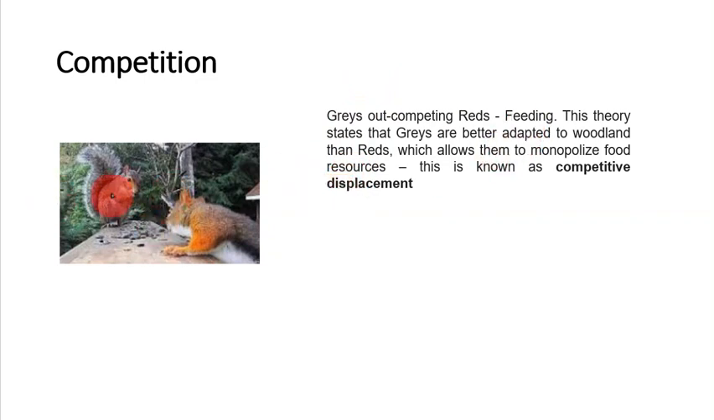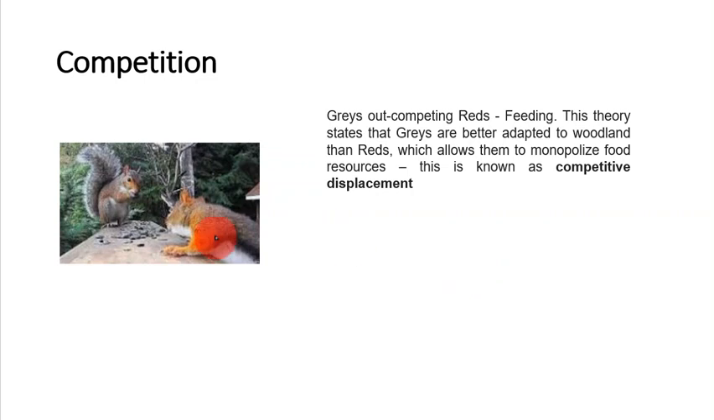Grey squirrels are much bigger and stronger, and they're able to compete for food sources and outcompete the red squirrel, which is smaller and not as big and aggressive as the grey squirrel. This theory states that greys are better adapted to woodlands than reds, which allows them to monopolize food resources. That means they can completely control the food resources within the particular habitat, and as a result they are able to outcompete the red squirrel for resources within its habitat. So this is known as competitive displacement.